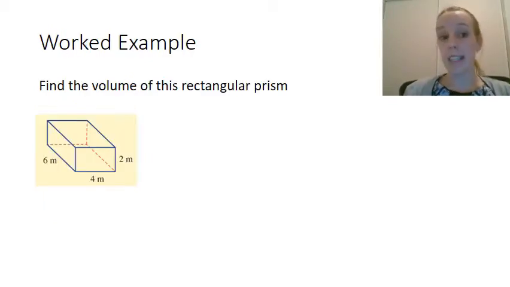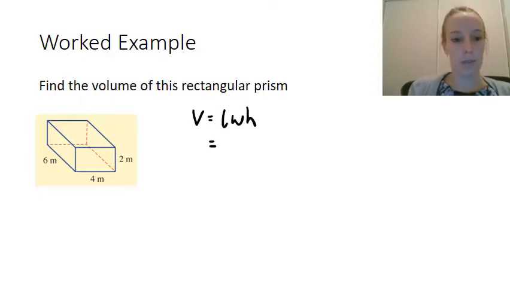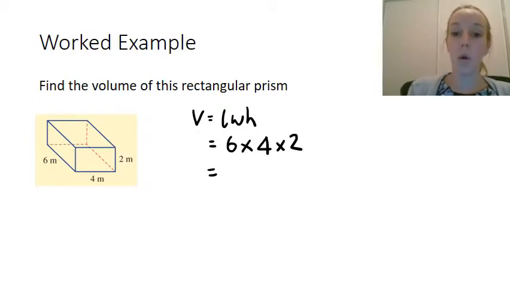Okay, so let's do a worked example. Find the volume of this rectangular prism. We're going to start off with our formula. So volume equals length times width times height, and then we'll fill in our values. So 6 times 4 times 2. 6 times 4 is 24, times 2 is 48, and meters cubed, because we are dealing with volume here.